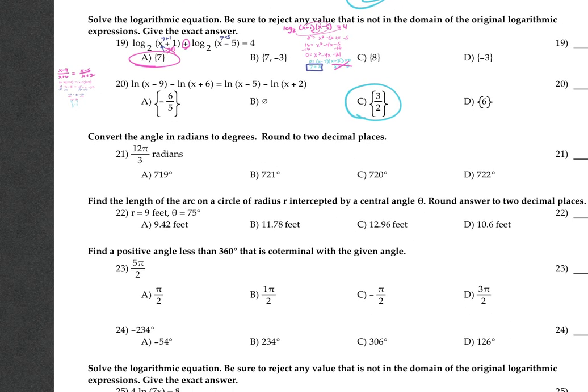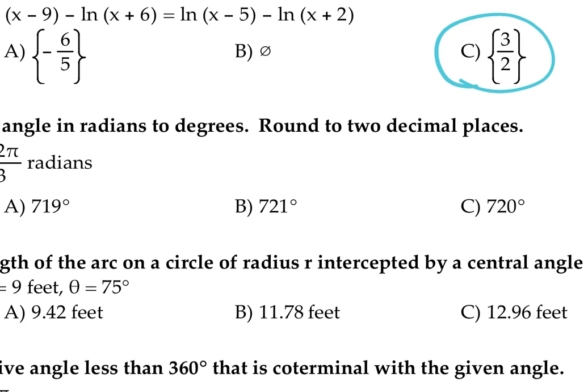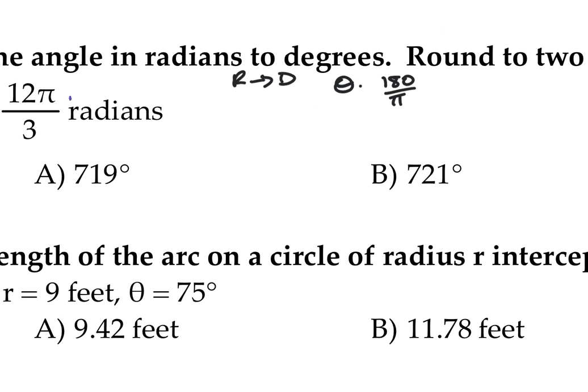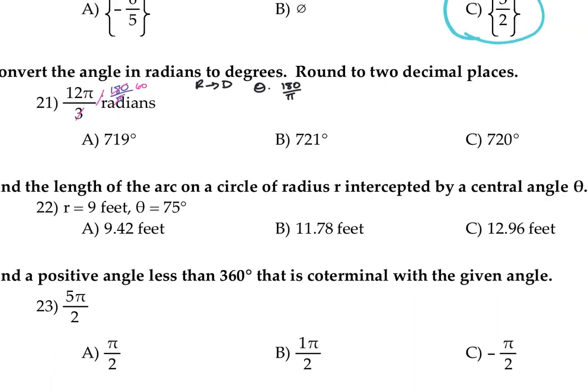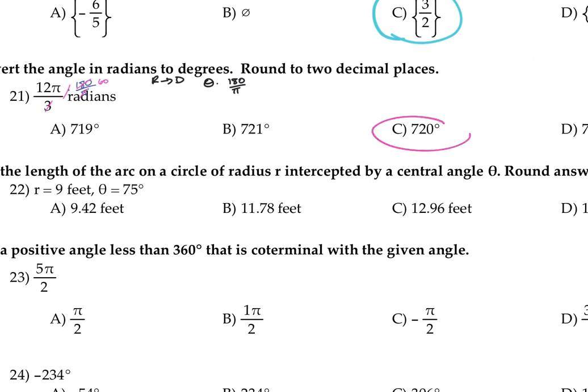Okay, and then we started with trig. So this is radians. For 21, we're converting from radians to degrees. So to do radians to degrees, we take theta and we multiply it times 180 over pi. So I'm going to take the 12 pi over 3, multiply it times 180 over pi. The pi's are going to cancel. The 3 goes into 180 60 times, and then 60 times 12 is 720.